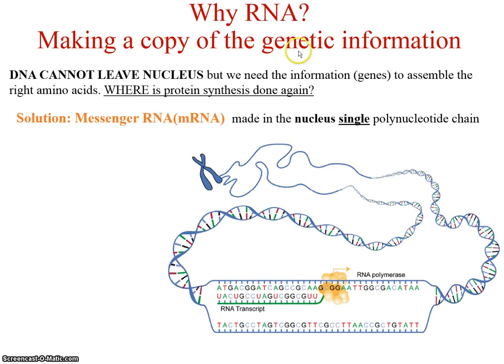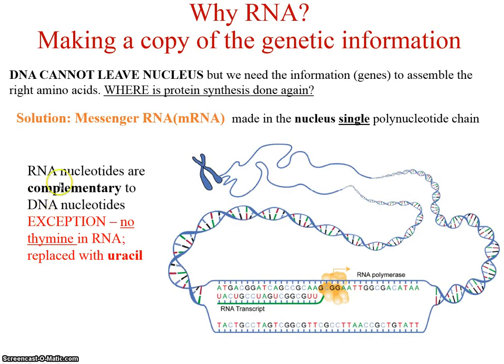And again, I've mentioned RNA, and we've talked about it in Chapter 2, but we just need to really reinforce that. So DNA cannot leave the nucleus, but we need that chemical information carried in there to assemble the right amino acids in the right order to build the right protein. Protein synthesis is done in the cytoplasm. So the solution to this problem we present here is messenger RNA. It's made in the nucleus, and it's a single strand. So here's the transcript being made, just like you saw on the previous slide.